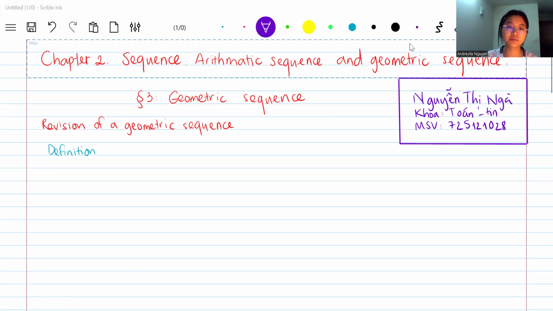Today we're going to learn about how to calculate the sum of the first n terms of a geometric sequence. Before going to the main section, I want to have you revise some important definitions about a geometric sequence.